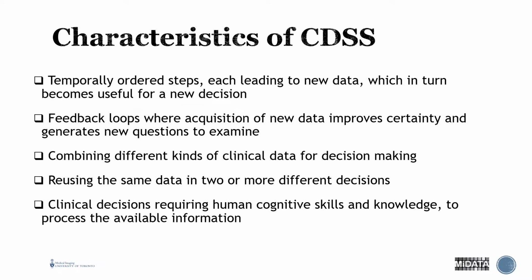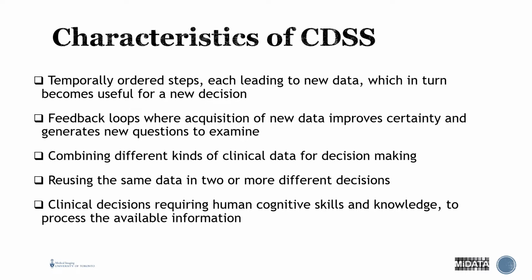So we have temporally ordered steps, each leading to new data, which in turn becomes useful for a new decision. This is like a pathway. Feedback loops, where acquisition of new data improves certainty and generates new questions to examine. A little bit of decision tree there. Combining different kinds of clinical data for decision making.